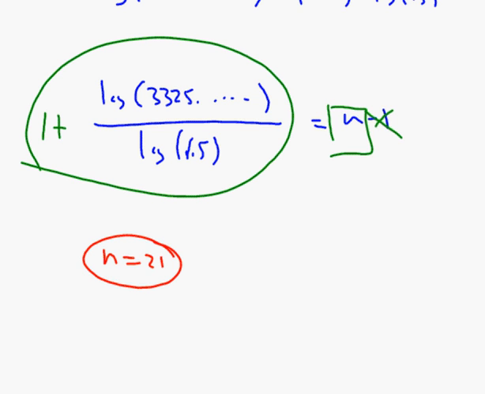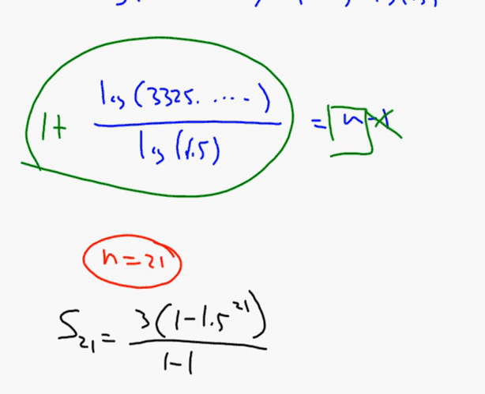And now you're ready. The formula for S21 is the first term, which we said was 3, times 1 minus 1.5 to the 21 over 1 minus 1.5. So whatever that is, it'll be the sum of this series. So what we're going to start talking about now is what's called periodic investing.